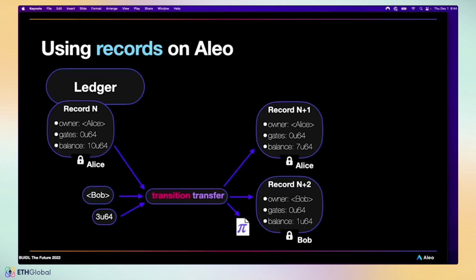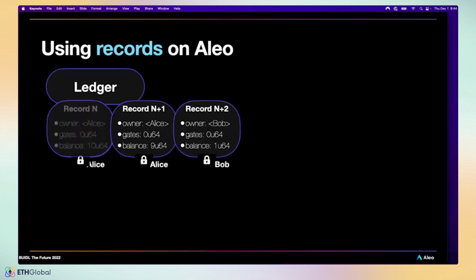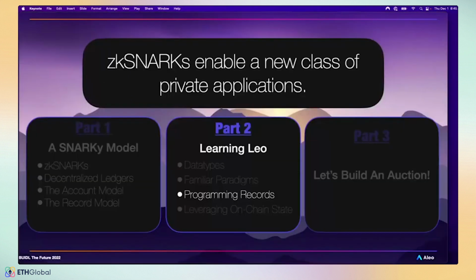So if this proof is verified and is accepted, then the two records are appended to the ledger. Note that Alice's original record is actually grayed out. What this indicates is that this record has been consumed. Technically, even though this record will always be stored on the ledger, it is updated with its serial number, which indicates that this record cannot be consumed again. And this prevents double spending of application state or records.